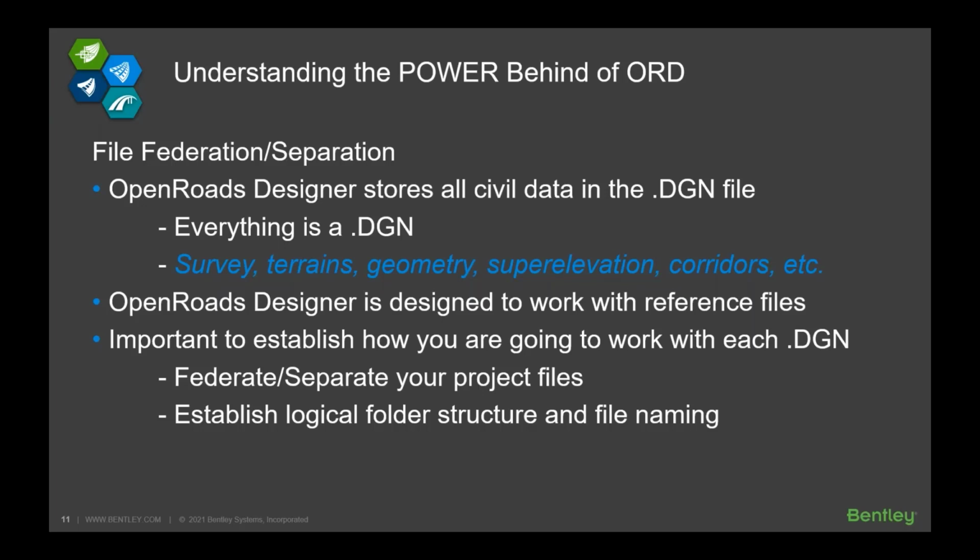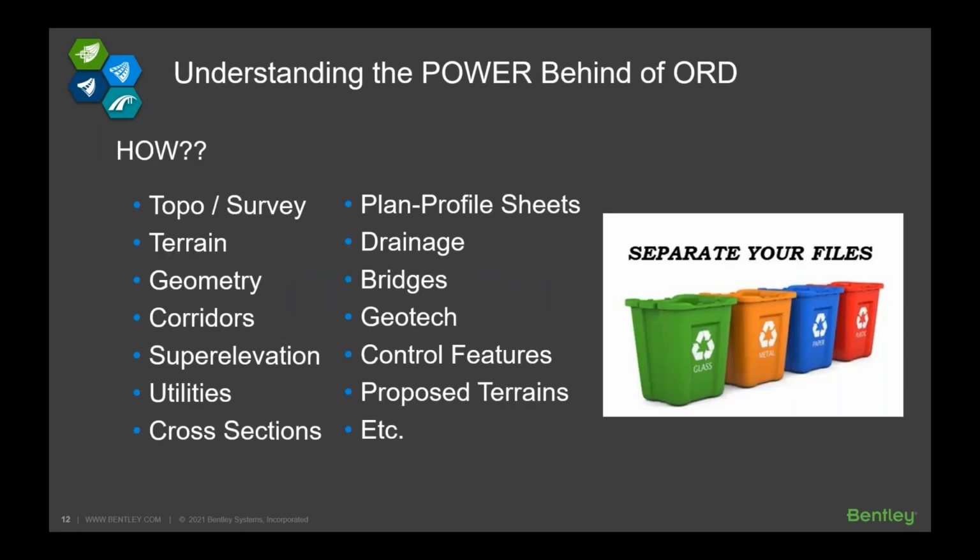It is important to establish how you're going to work with each DGN. So federating them is a good way for you to manage information or civil information in your project. And it also establishes a local or logical folder structure as well as easy file naming conventions. So how do you do that? So as I said, save them in separate DGN files. Like your topo or survey data maybe in one DGN, your terrain, geometry, corridors, utilities, okay, including your plan and profile sheets, which basically references the corridor, that could be referencing a geometry, that could be referencing terrain, and referencing topo survey.